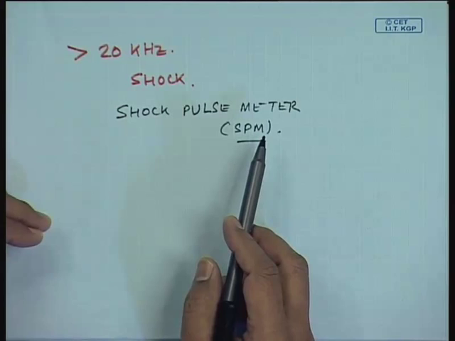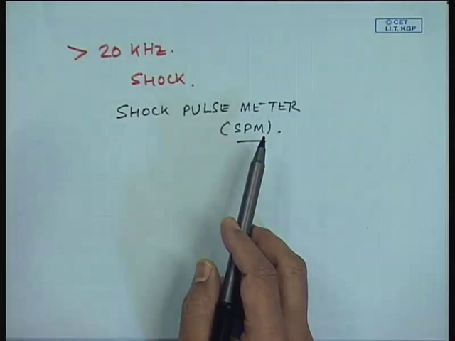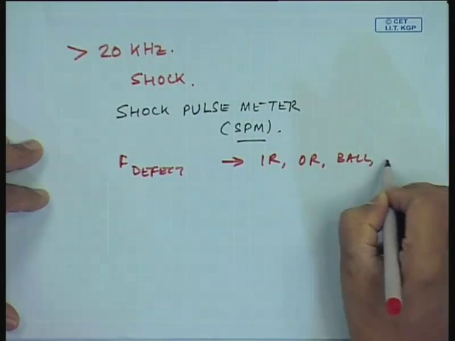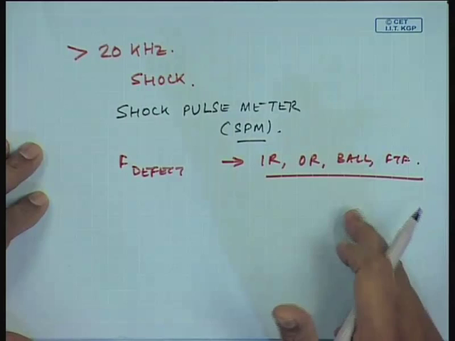But we have a little more diagnostic problem here. What is this defect because of? Is it because of an inner race? Is it because of a ball? Is it because of an outer race? So, from the geometry, if I can calculate the defect frequencies, this could be because of the inner race, outer race, ball or the fundamental train frequency, and I will tell you later on how these frequencies can be calculated.